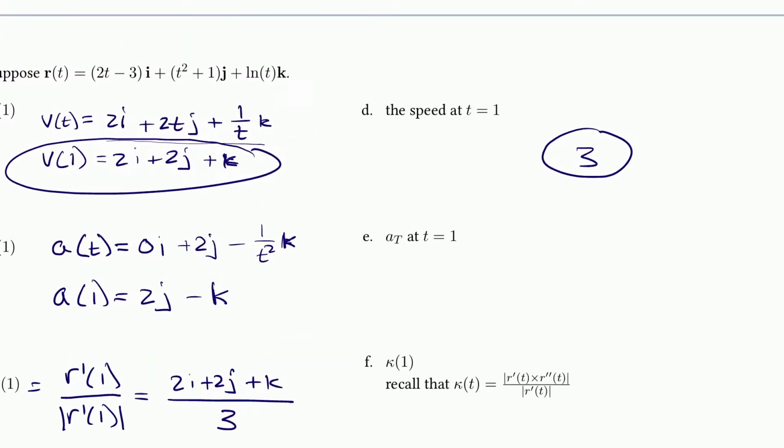Speed is the first one that's not a vector. It's the magnitude of the velocity. And so we're going to do the square root of 2 squared plus 2 squared plus 1 squared, which is the square root of 9. I was careful about my numbers so this would come out nicely.